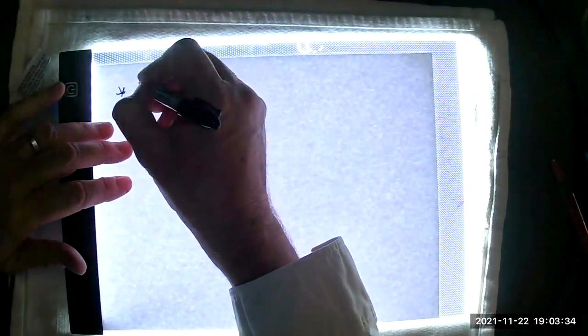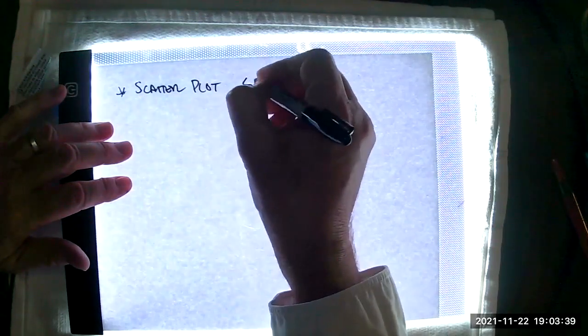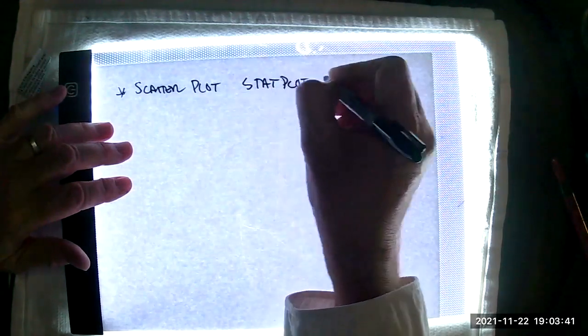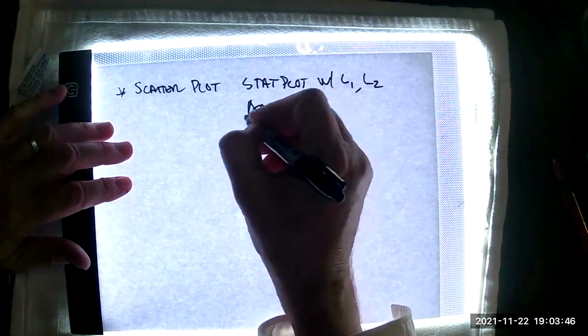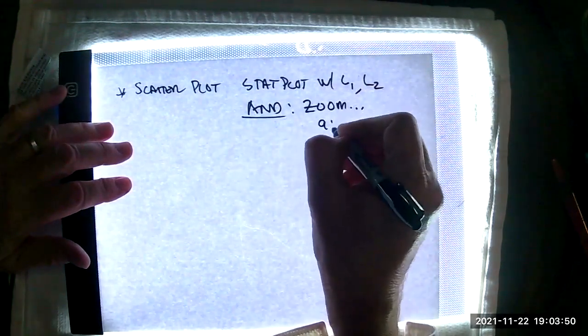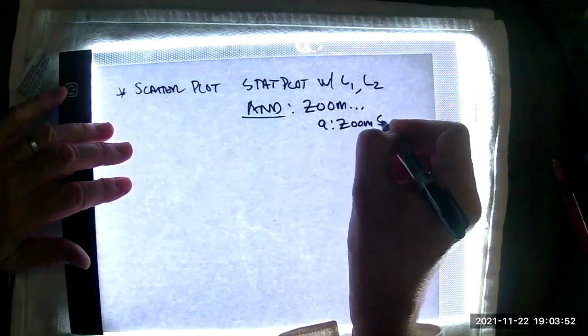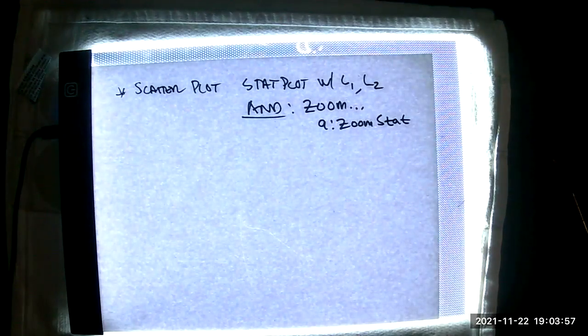So how do we handle all of this? For the scatter plot, we use that stat plot with list 1 and list 2 for x and y, and under the zoom key, number 9, zoom stat, and it brings up the correct picture. So there we go. That's our scatter plot.